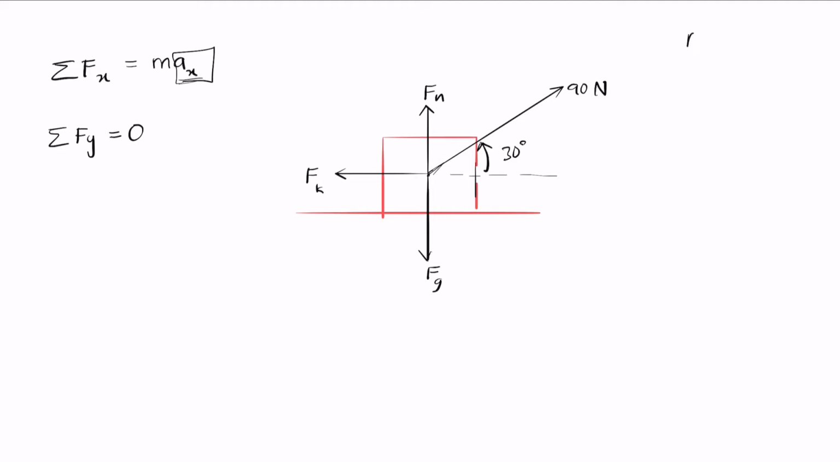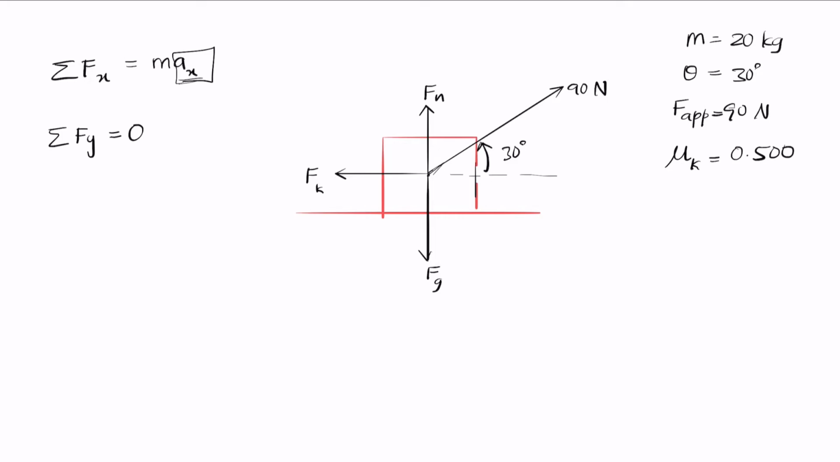So in the data, what is given? The mass is given as 20 kilograms. The angle theta is given as 30 degrees. The applied force is given as 90 Newton. And we also have the coefficient of kinetic friction mu k, which is given as 0.500.